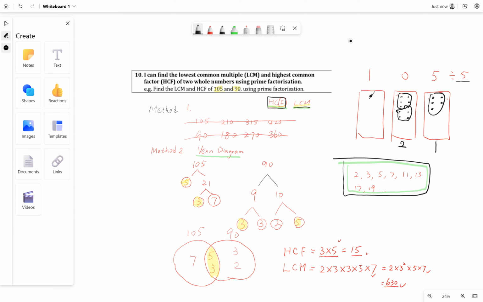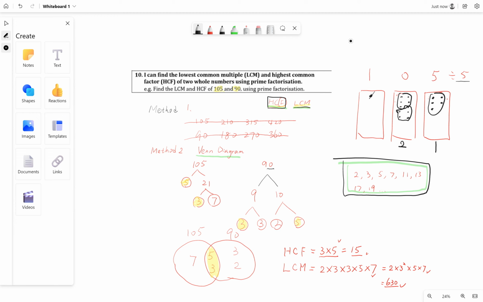Once you have 21, you can separate it into 3 and 7. If you're not sure, check your times table. You will find 3 and 7. Now for 90, the divisibility test gives you 10 and 9. For 9, that will be 3 and 3. For 10, it's 2 and 5.